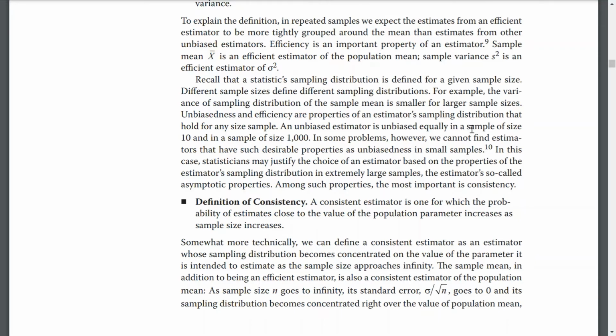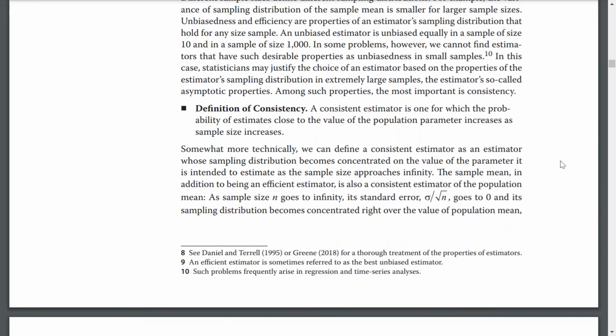Definition of consistency: A consistent estimator is one for which the probability of estimates close to the value of the population parameter increases as sample size increases. Somewhat more technically, we can define a consistent estimator as an estimator whose sampling distribution becomes concentrated on the value of the parameter it is intended to estimate as the sample size approaches infinity. The sample mean, in addition to being an efficient estimator, is also a consistent estimator of the population mean.